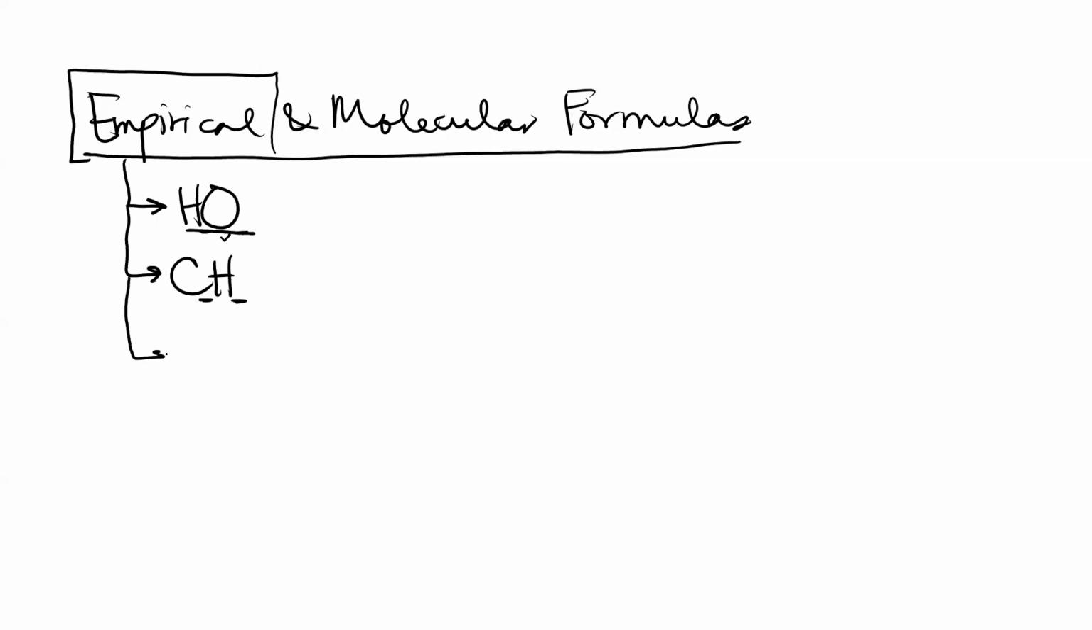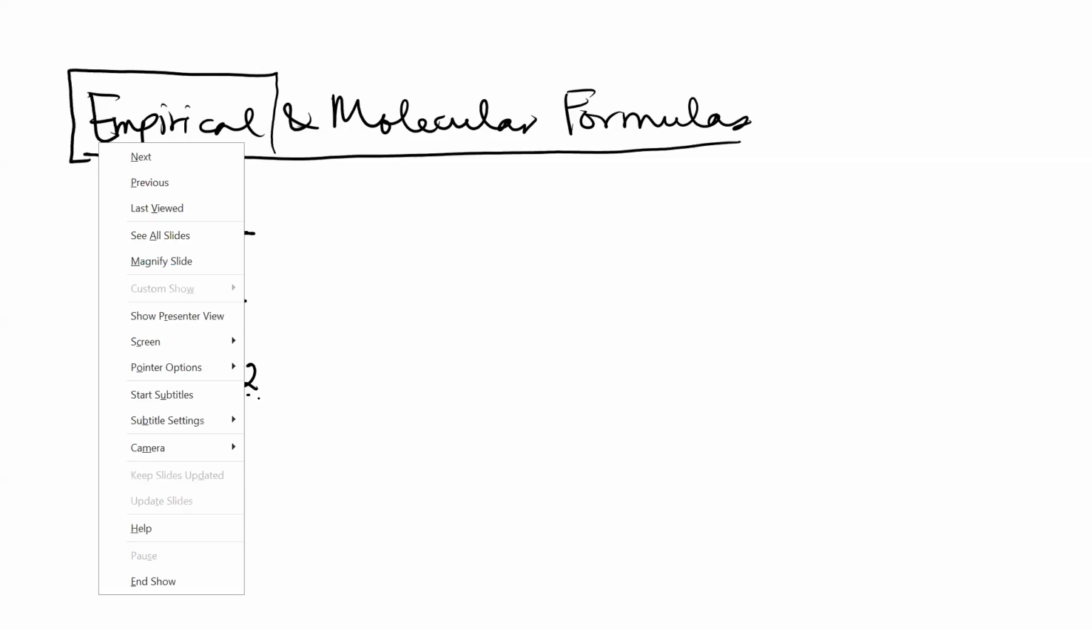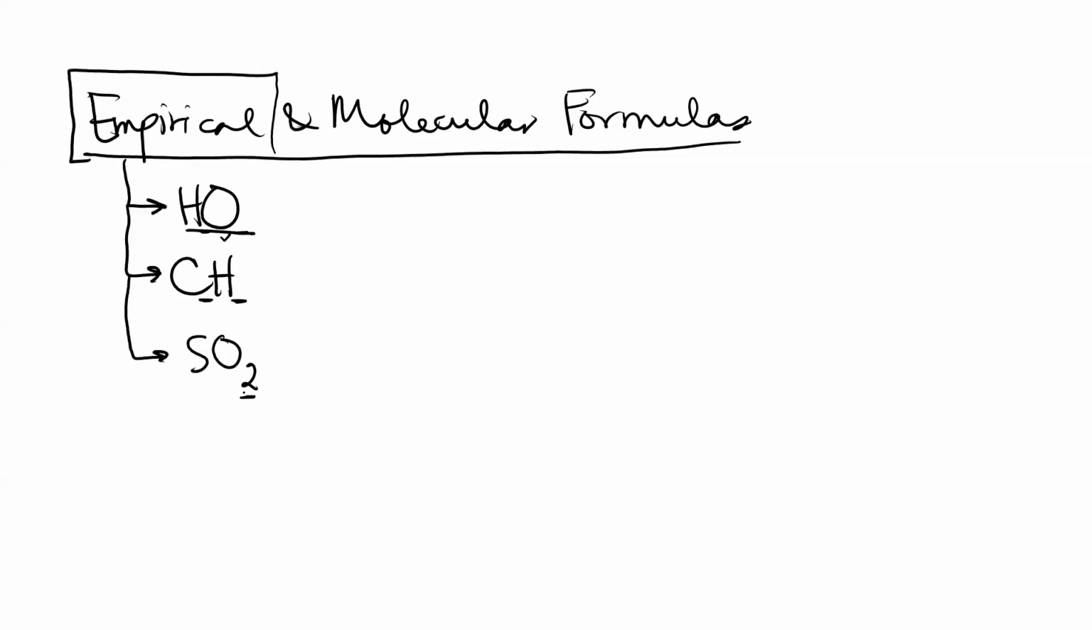Another example of an empirical formula would be SO2 as well. So in this formula, sulfur has a subscript of 1. It's not written, but it's understood to be 1. On the other hand, oxygen has a subscript of 2. So that would be an empirical formula because you cannot further simplify this formula by dividing the subscripts with a common factor.